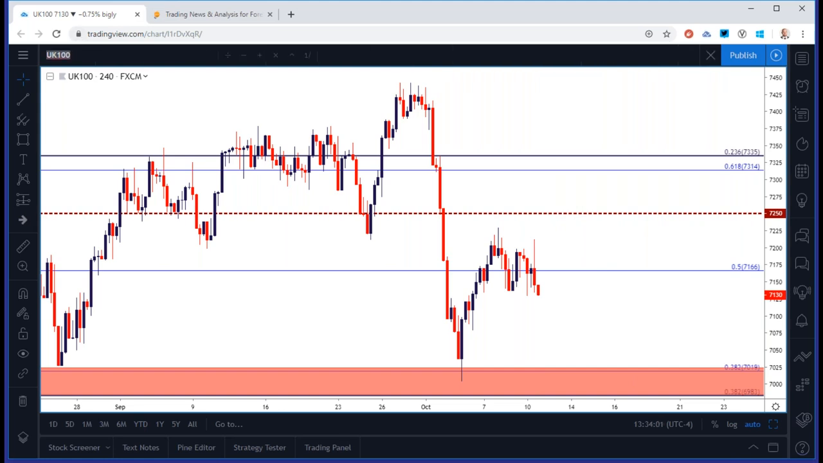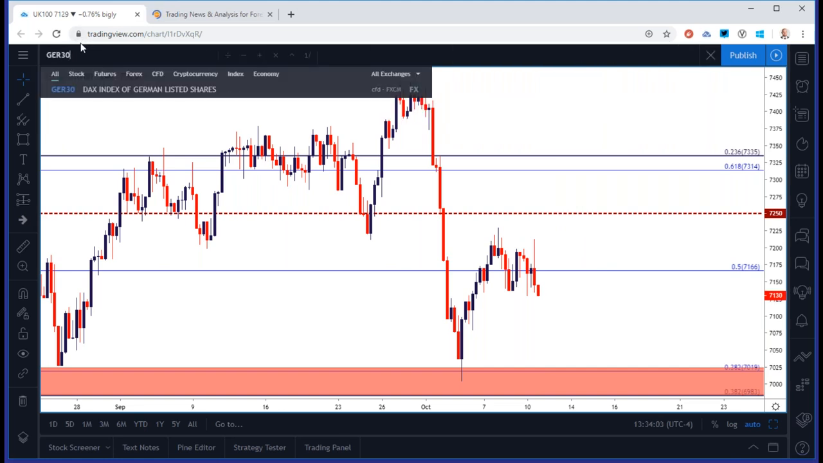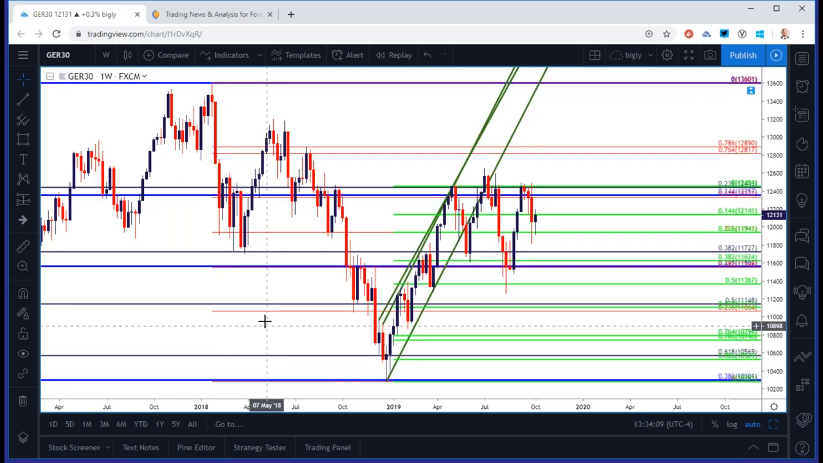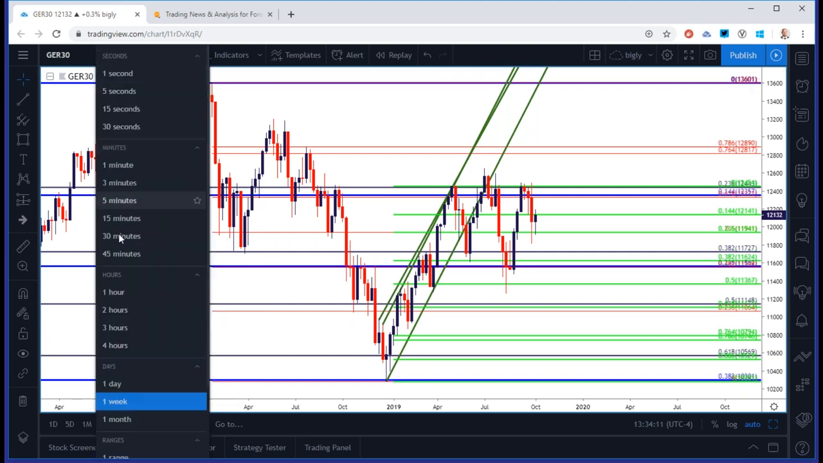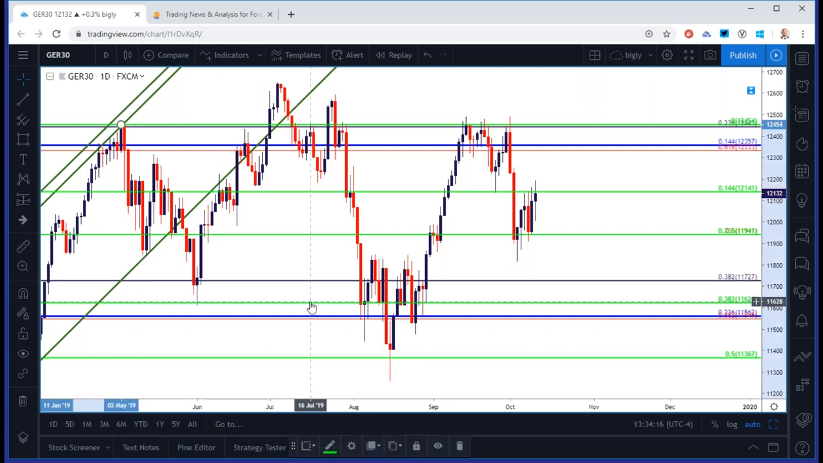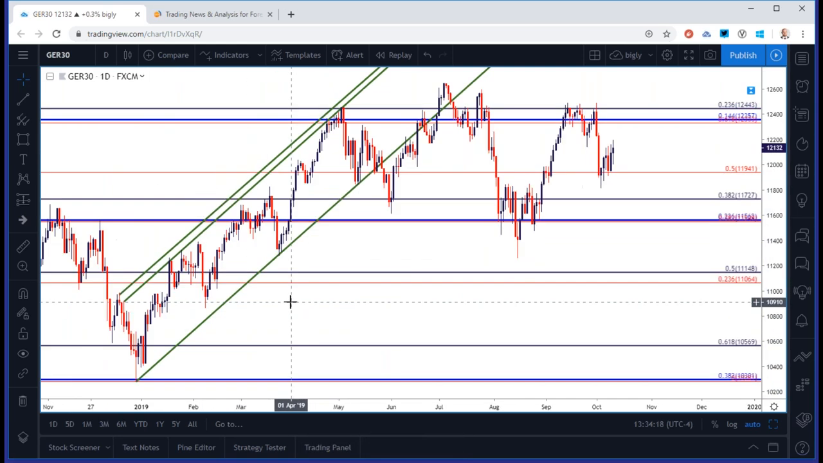CAC 40. Oh no, you wanted the DAX instead. Thankfully, because I have much cleaner stuff in the DAX than I have in the CAC. All right, let's get in my way.